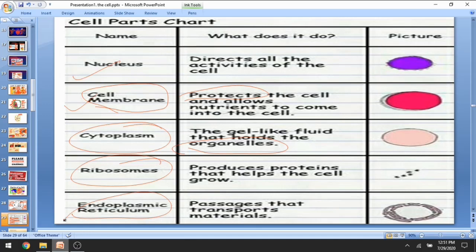Endoplasmic reticulum is the extension of the nuclear membrane, I would say. They are present just outside the nuclear membrane in two forms: rough endoplasmic reticulum if they possess ribosomes on their surface. If they don't possess ribosomes on their surface, they are said to be smooth endoplasmic reticulum, and they help as a passage to transport materials.